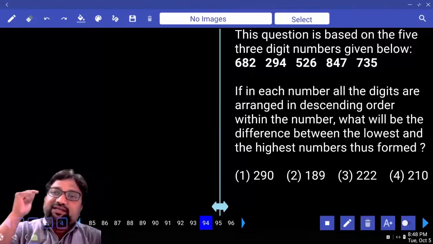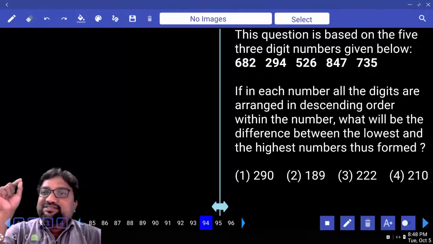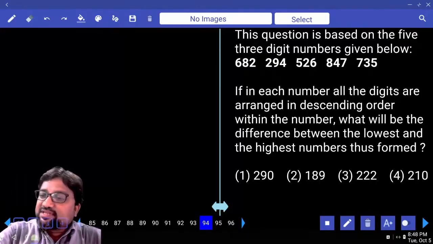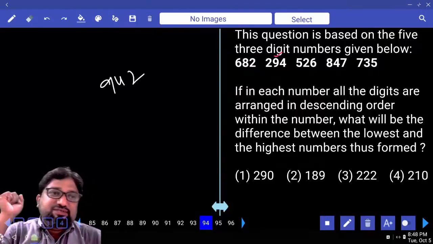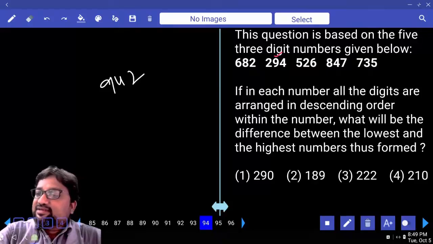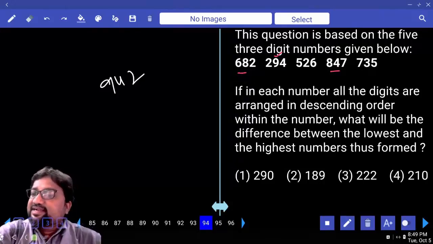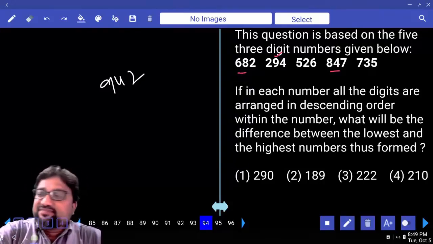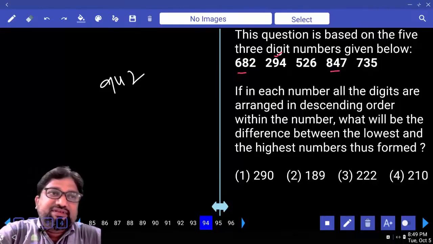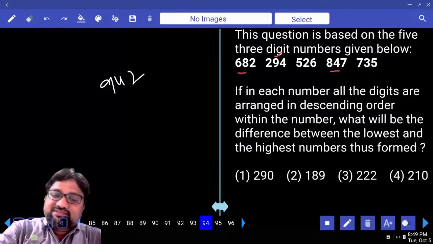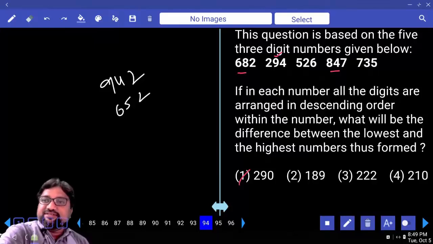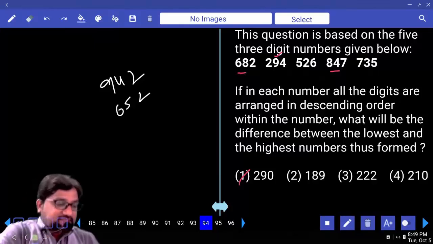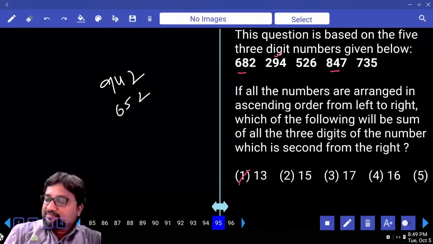Descending order. In the first place, what comes? The highest digit. What is the highest digit among all the numbers? 9. So this becomes 942. Any other 9 anywhere else? No. Next is 8: 874, 862. After 8, 7, and that becomes 753. After 7 you'll go for 6: 652. What is the difference between these two numbers? 290. Understood everyone? Yes. Let's go for the next question, 95.